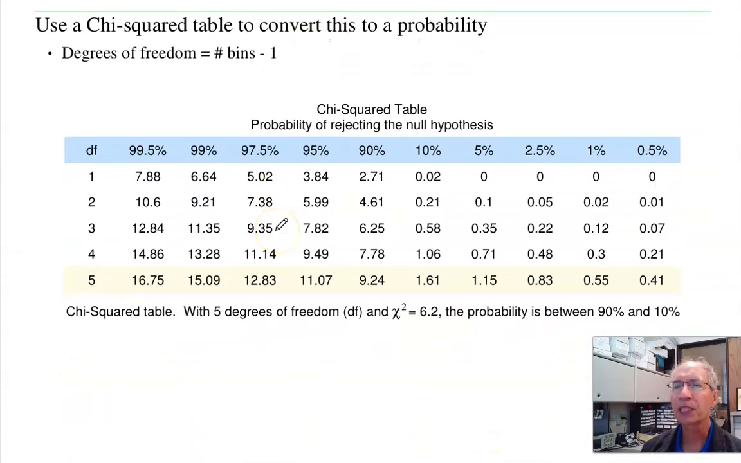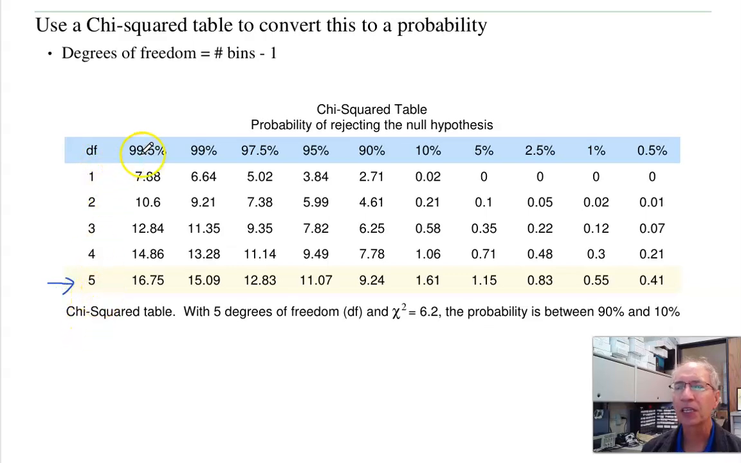And this is what a chi-squared table looks like. I've got the degrees of freedom. That's the number of bins minus 1. And you need at least 2 bins. A single bin is meaningless, so that kind of tells you that. A single bin means no degrees of freedom. That's nonsense. I have to have at least 2 bins. In this case, I have 6 bins, meaning 5 degrees of freedom.